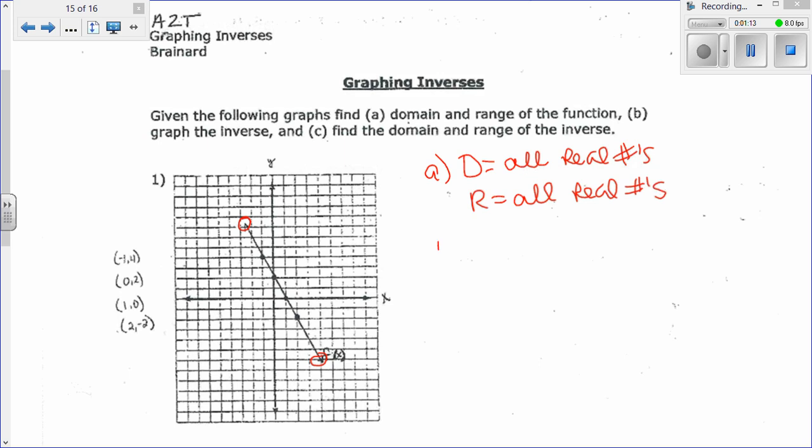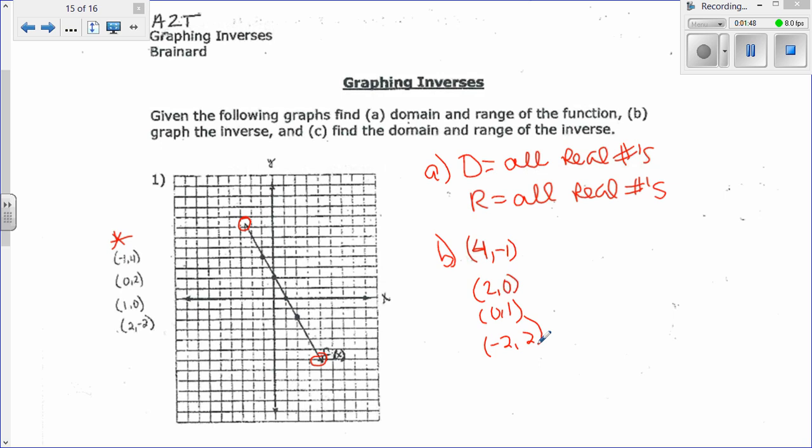Part B, graph the inverse. Well, yesterday when we were talking about inverses, we said you just switch x and y. And over here, I wrote out the values, the points, so that it would be easier to graph them. So I'm just going to switch my x and my y values. So it is (4, -1), (2, 0), (0, 1), and (-2, 2). So now I need to graph that.